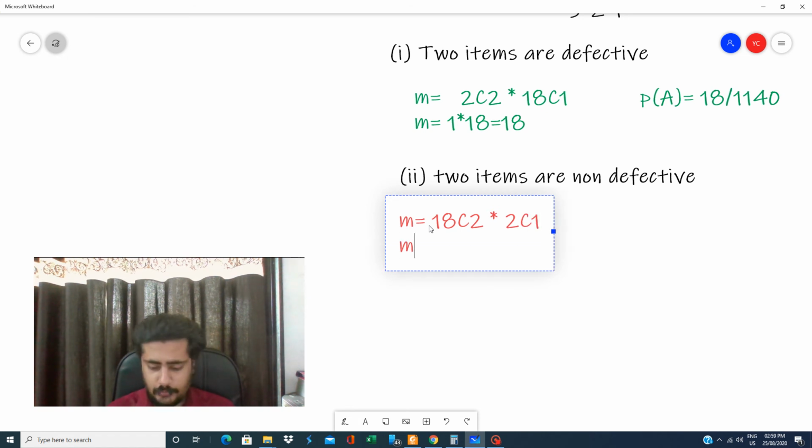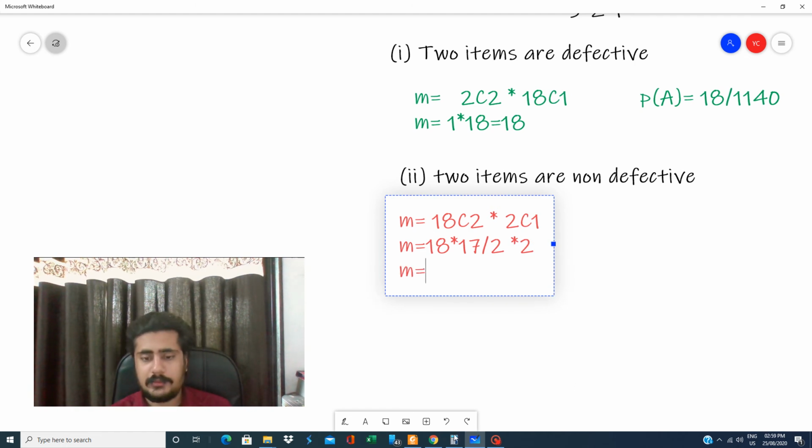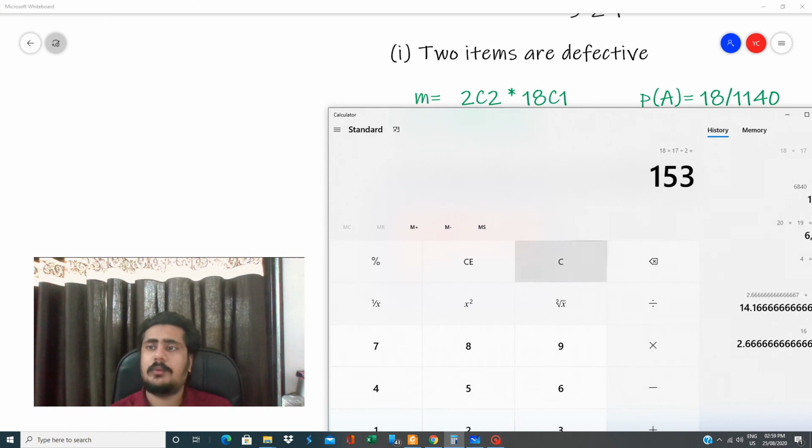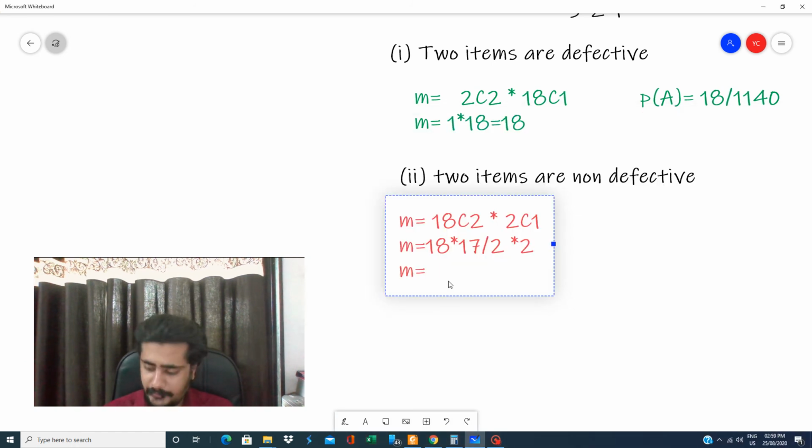Now if you want to solve 18C2, it's 18 into 17 upon 2, into 2C1 which is 2. So the solution is 18 into 17 by 2, that is 153, into 2, that is 306.